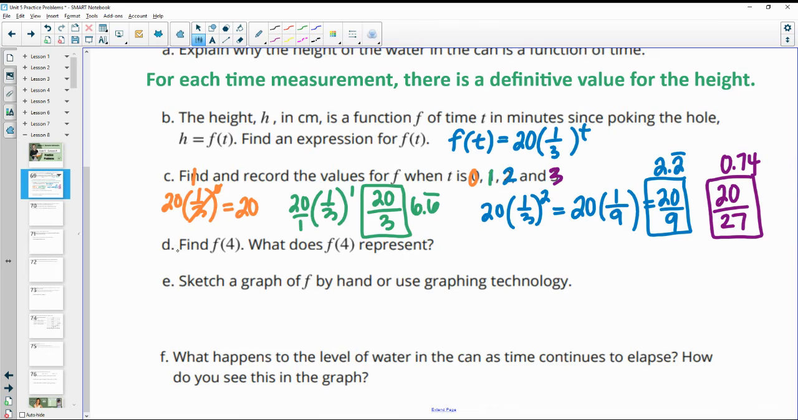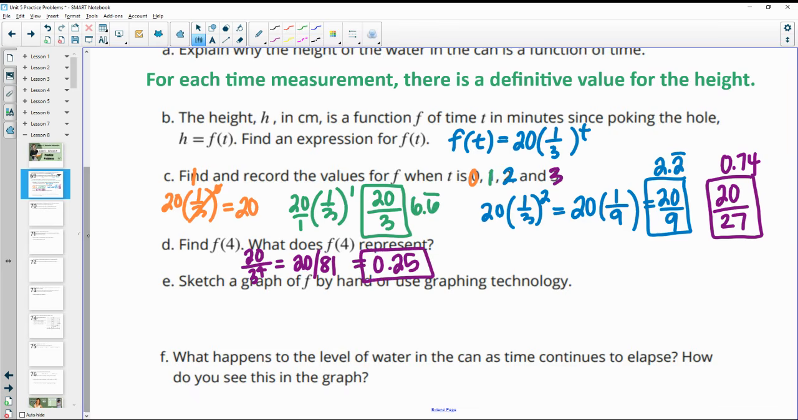D says find f of 4. Okay, so now it's going to be 3 to the 4th power on bottom. So it's going to be 20/3 to the 4th, which is going to be 20/81, which is a decimal of about 0.25 centimeters.